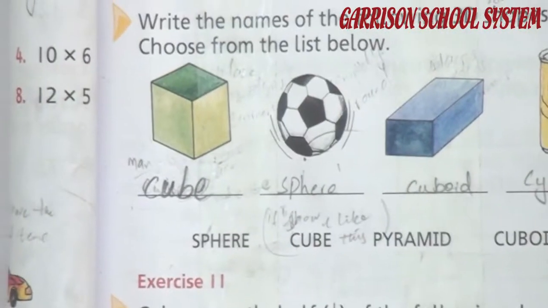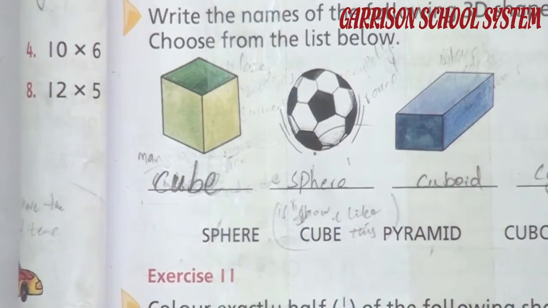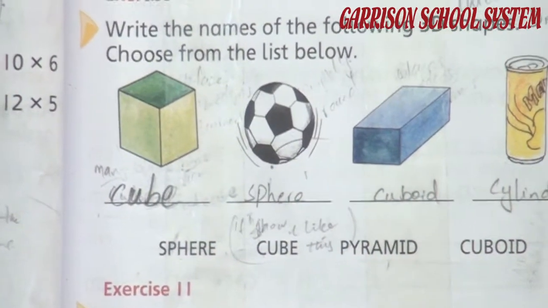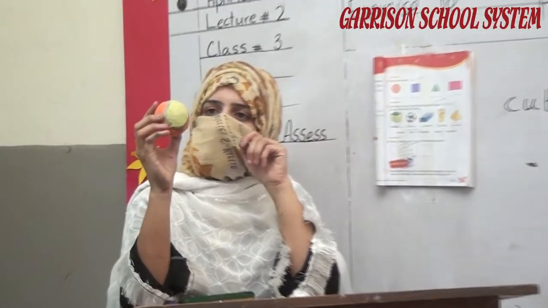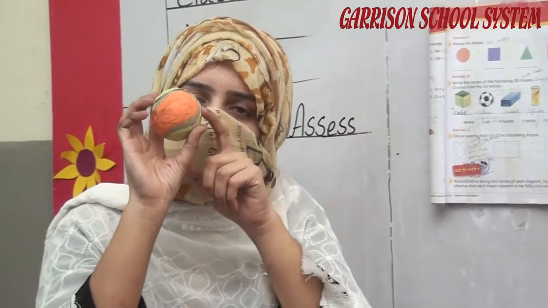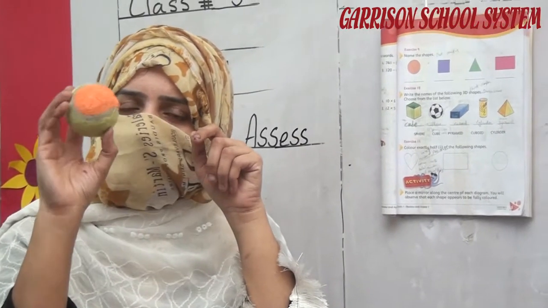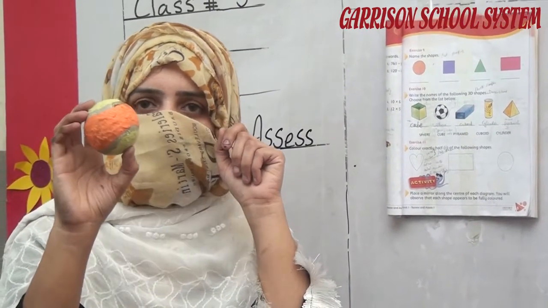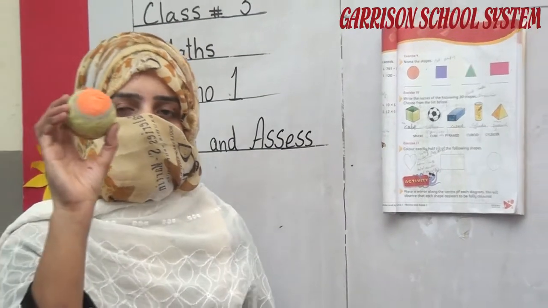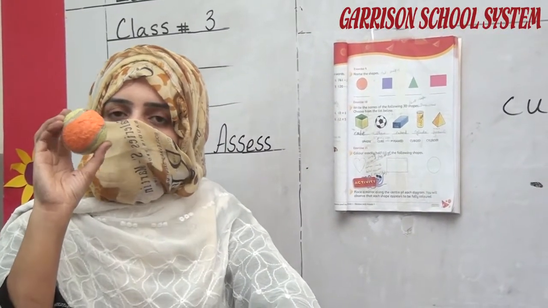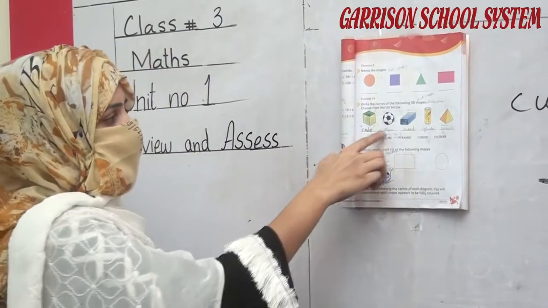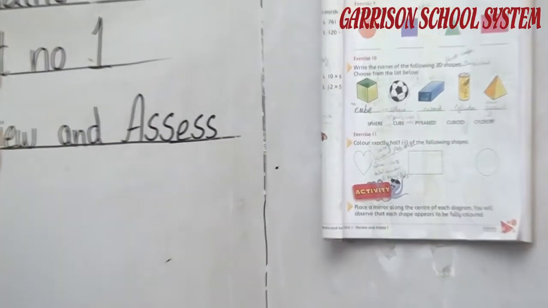Look at this shape. It is completely round. When we look at this side, this is round. When we look at this side, this is round. This shape is completely round. It's like a circle, but it's completely round. Its name is sphere.